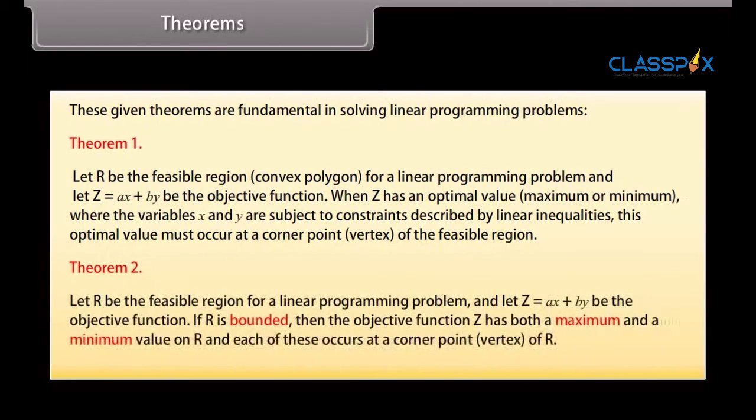Theorem 2. Let R be the feasible region for a linear programming problem, and let Z equals ax plus by be the objective function. If R is bounded, then the objective function Z has both a maximum and a minimum value on R, and each of these occurs at a corner point, or vertex, of R.